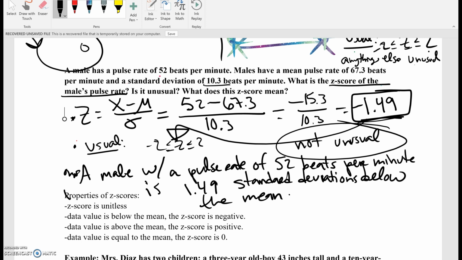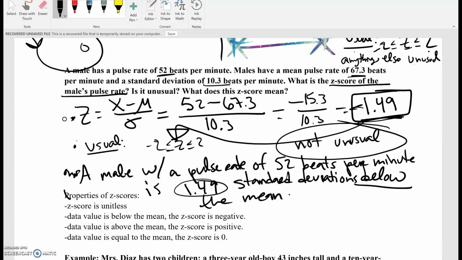Now notice there are a couple of things that I said. First of all, why is it below the mean? Well, it is below the mean because it's negative. And we already knew it was below because 52 is definitely below the average pulse rate of all males. Now what exactly does this 1.49 mean? 1.49 standard deviations is almost 1.5 standard deviations.